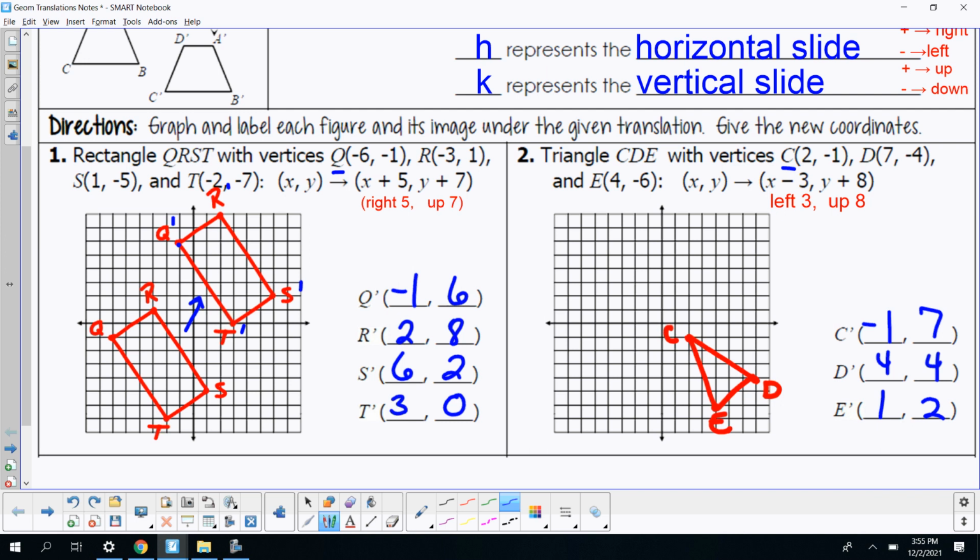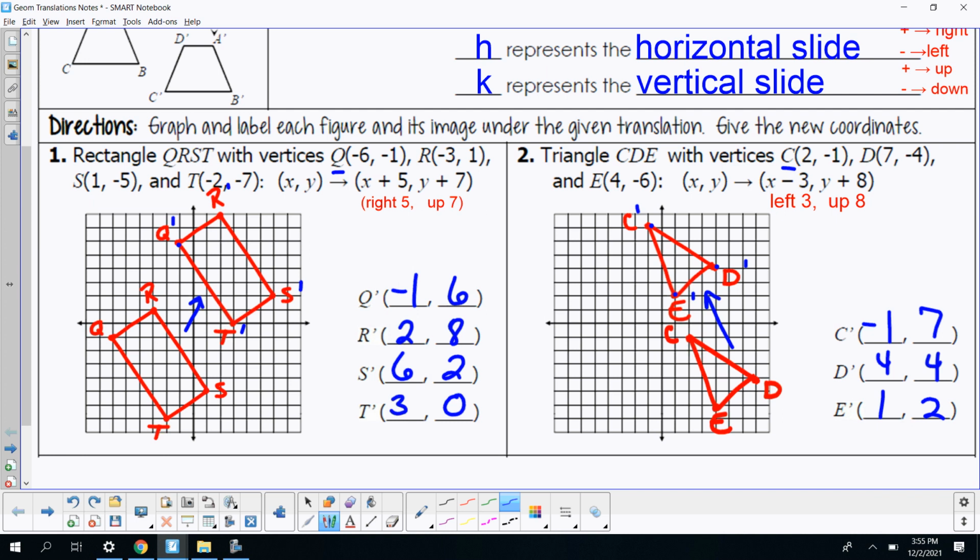Okay, so let's take our triangle now and translate it to the left 3, so 1, 2, 3. And we're going to go up 8, so 1, 2, 3, 4, 5, 6, 7, 8. Let's check our points and make sure that they work. (-1, 7) is right here, so that is my translated C. (4, 4) is right there, which is my translated D. And (1, 2) is my translated E point right there.